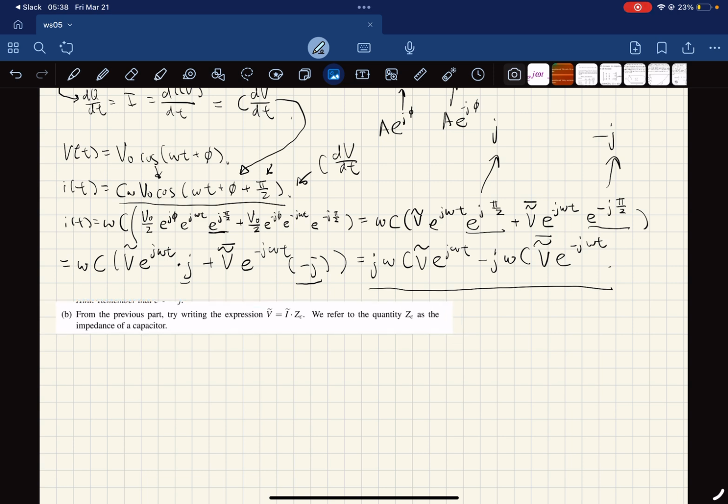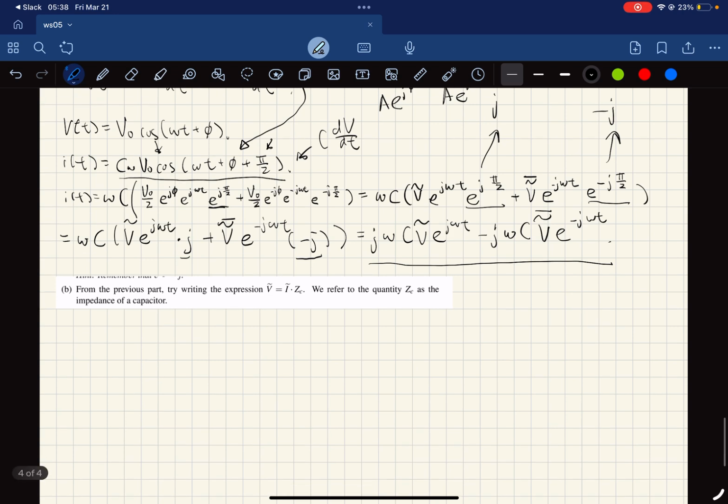Now try writing the expression V phasor equals I phasor times Z_C. For this part, we're assuming that we don't know the impedance of a capacitor, Z_C, and we're solving for it. That's the point of the problem. So I guess I'll get to it.